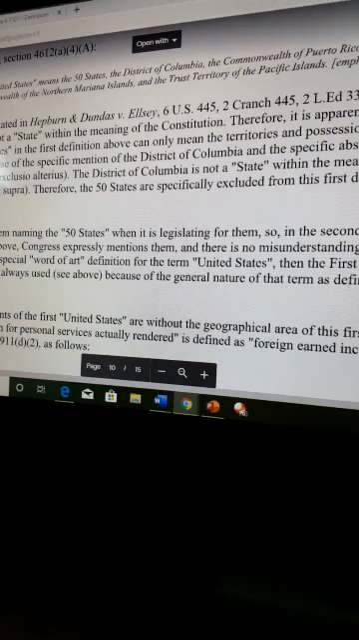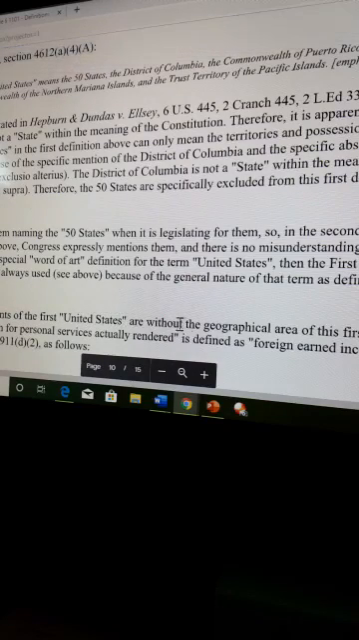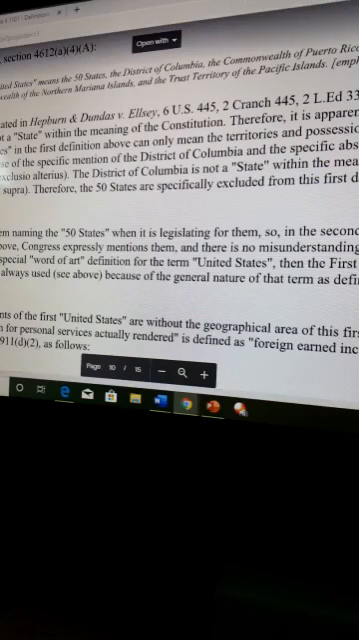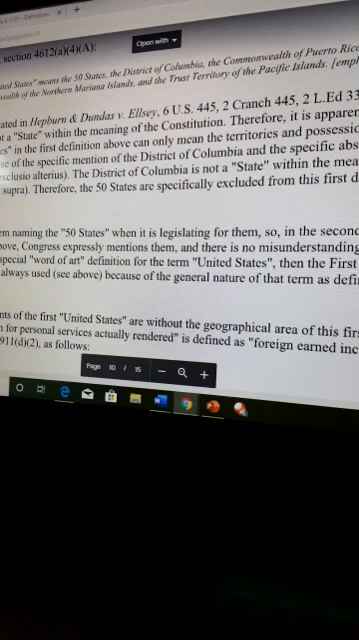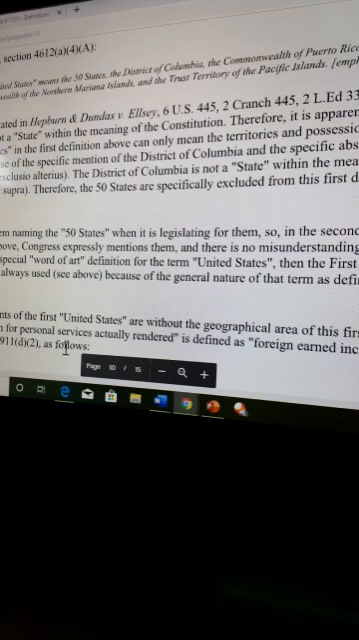When the citizen or resident of the United States is without the geographical area of the first United States, therein compensation for personal service actually rendered is defined as foreign earned income in Title 26 USC Section 911(b) and 911(d)(2) as follows.